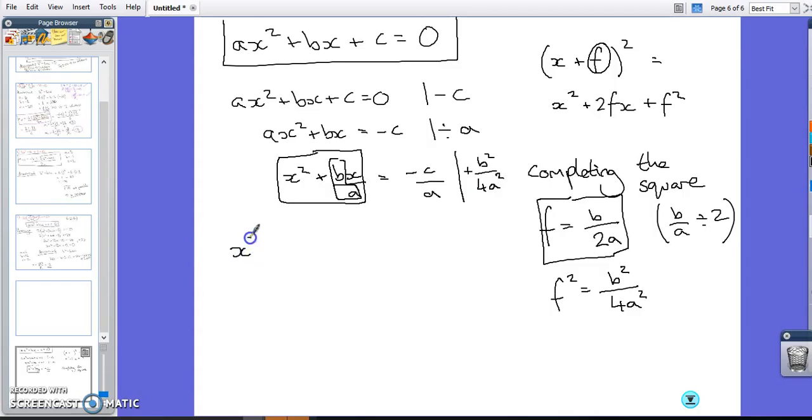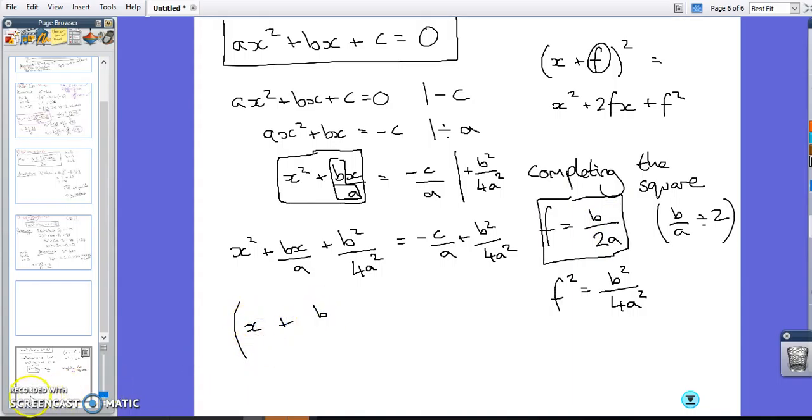So on the left-hand side, I have x squared plus bx over a plus b squared over 4a squared equals minus c over a plus b squared over 4a squared. Then, because I've defined my f to be this already, I know that over this side I can write this as x plus b over 2a all squared. And if you multiply this out again, you'll see that I get back to this. And actually, as a whole, I haven't changed the equation.